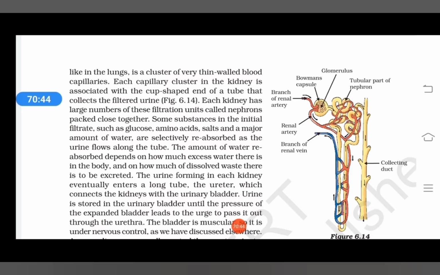is a cluster of very thin-walled blood capillaries. Each capillary cluster in the kidney is associated with the cup-shaped end of a tube that collects the filtered urine. Each kidney has a large number of these filtration units called nephrons, packed close together. Some substances in the initial filtrate such as glucose, amino acids, salts and a major amount of water are selectively reabsorbed. As the urine flows along the tube, the amount of water reabsorbed depends on how much excess water there is in our body.